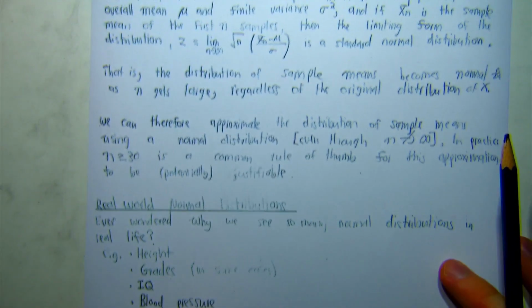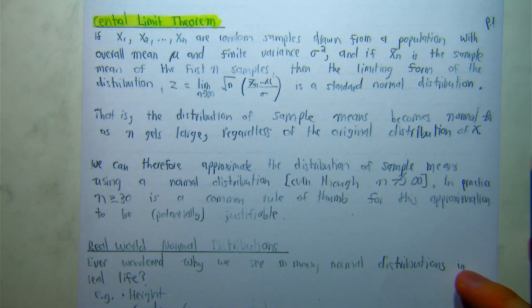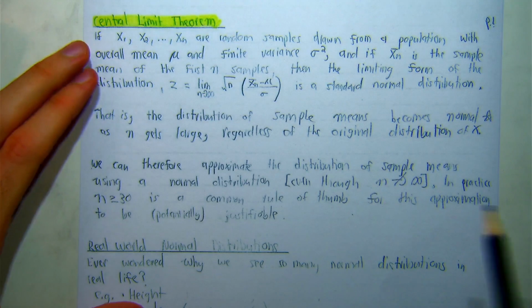So central limit theorem says this: if x1, x2, all the way through to xn are random variables drawn from a population with overall mean mu and finite variance sigma squared, and if xn bar is the sample mean of the first n samples, then the limiting form of the distribution of z equal to this is a standard normal distribution. That is, the distribution of sample means becomes normal as n gets large, regardless of the original distribution of x.